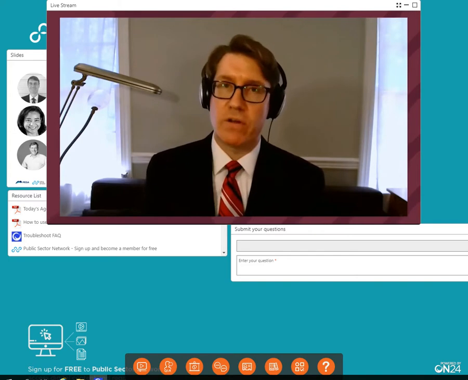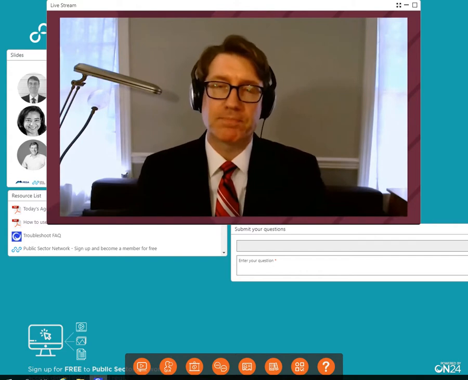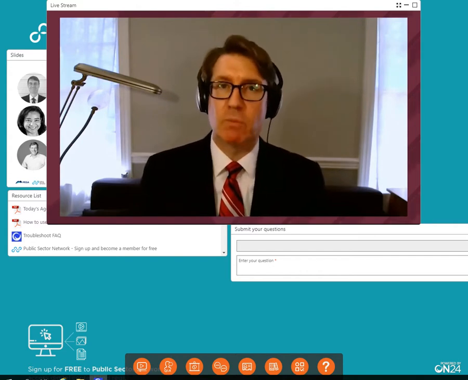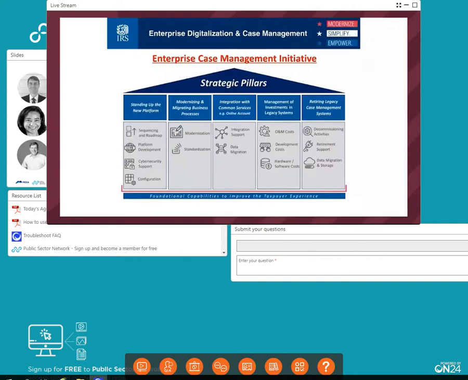We have a lot of great functionality there to be able to see your taxpayer account, any bills you may have due. Now I want to dive in a little bit deeper on enterprise case management, which is where we're using Pega systems. So the graphic in front of you talks to the strategic way we think about enterprise case management and what we're trying to accomplish.